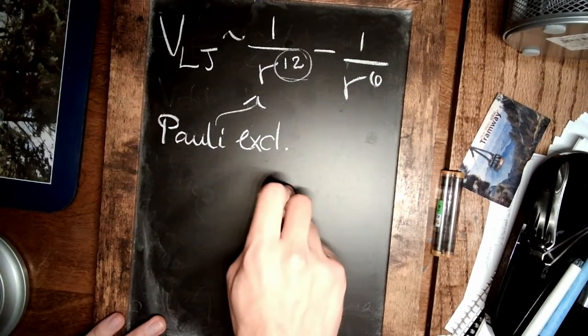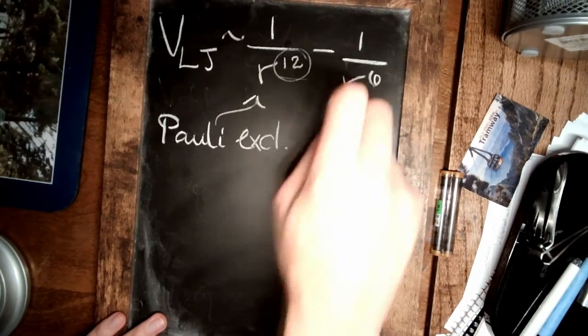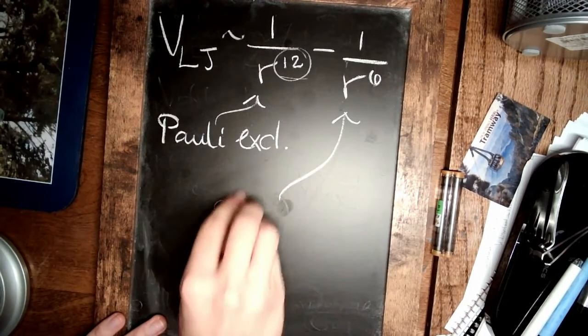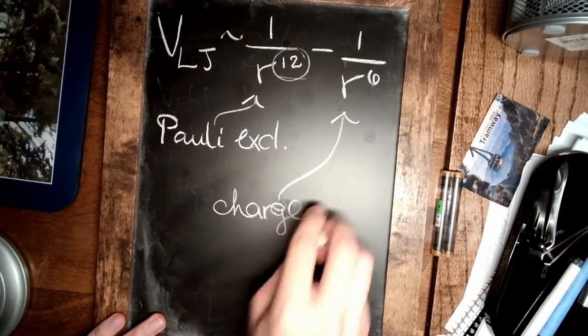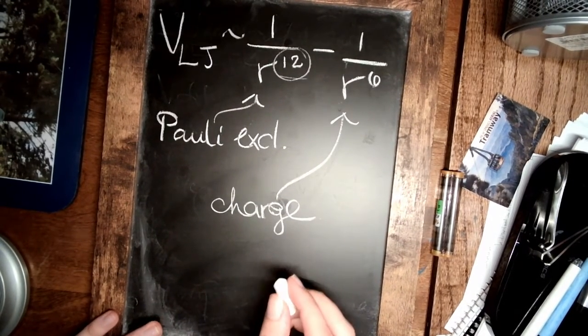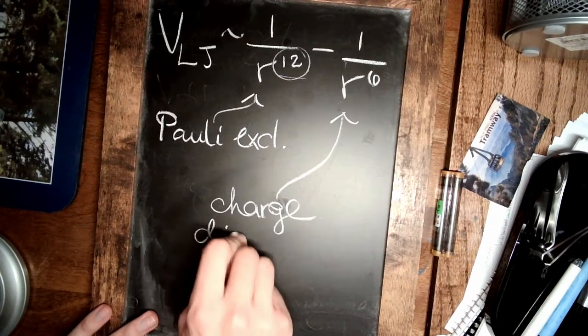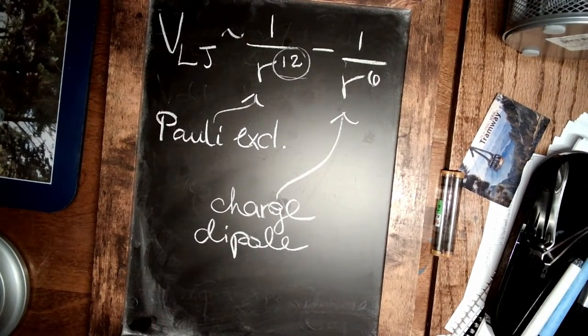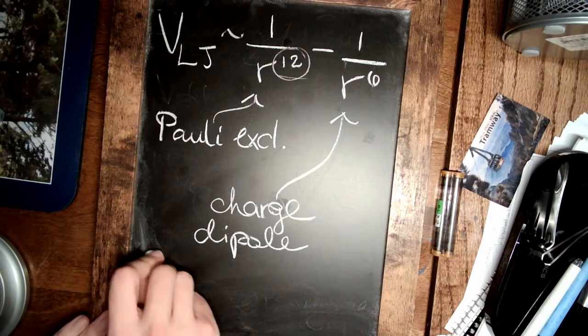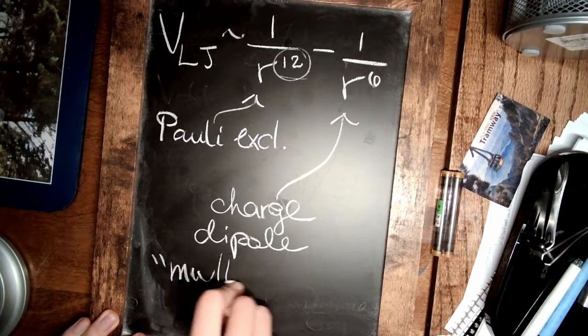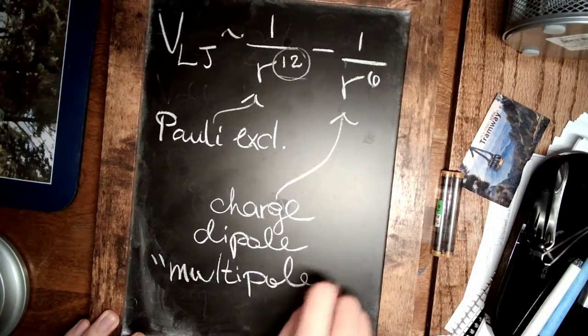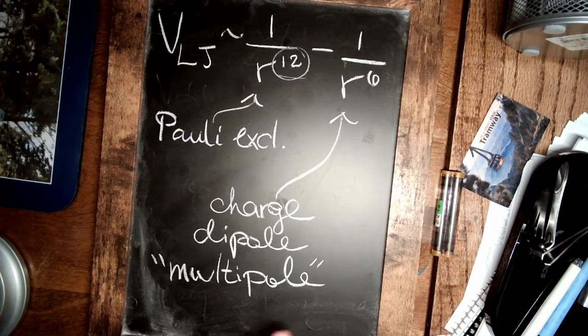Now this smaller term, it's attractive, has to do with charge interactions, and in particular small dipole moments that may exist. More generally, multipole moments that might exist. So higher order poles, such as quadrupoles, that can instantaneously form within the charge density.